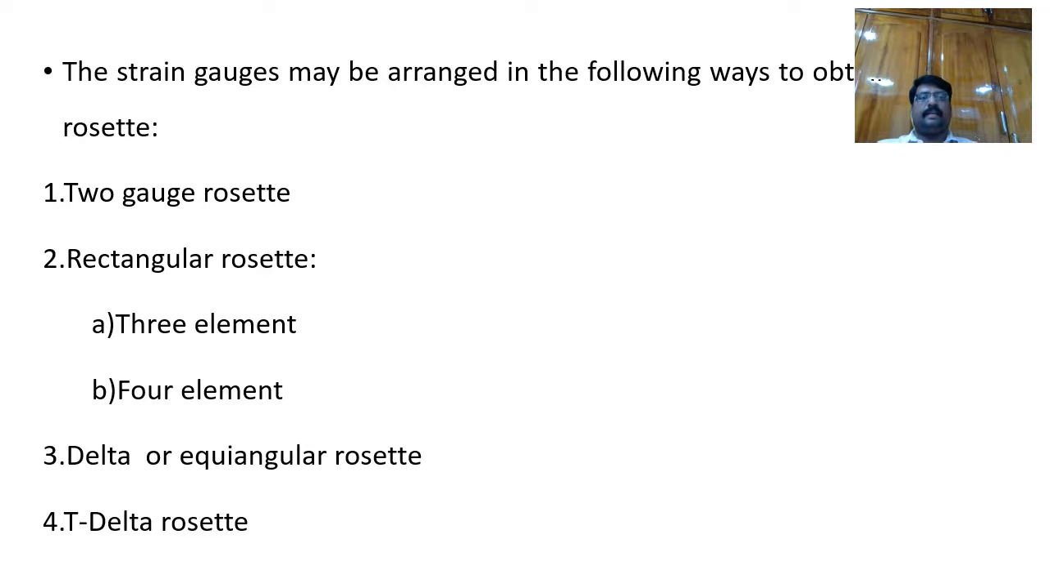The next classification of strain rosette is the rectangular rosette. With 3 strain gauges, I can form a rectangular rosette, and with 4 elements also, I can develop a strain rosette. Similarly, there is the delta or equiangular rosette, and the T-delta rosette. These are some of the classifications of strain rosettes based on the configuration of the arrangement of the strain gauges.